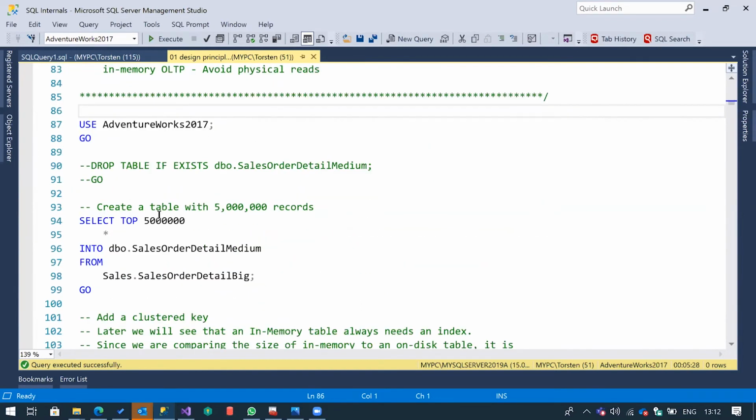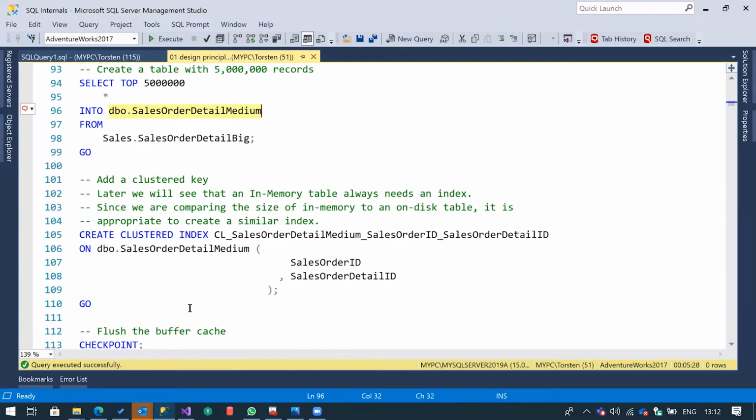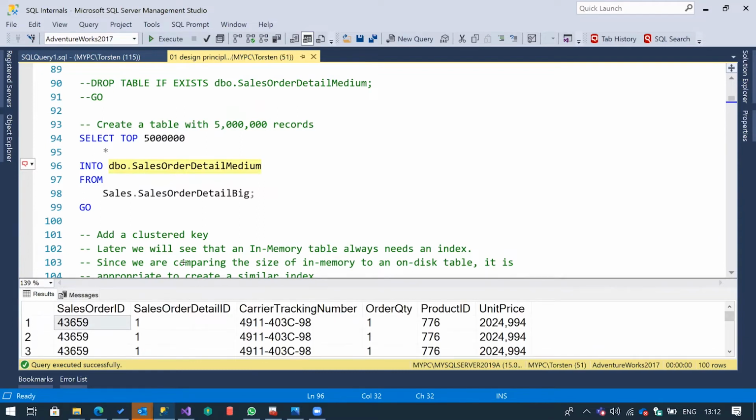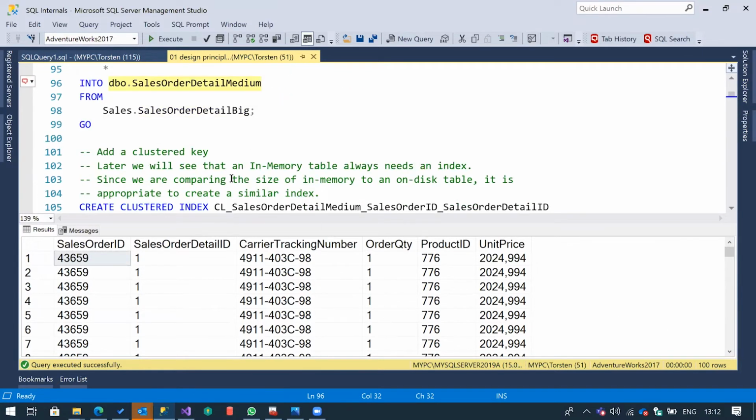So I already created a table beforehand which has 5 million records. It is a copy of a big table I created, which is a copy of sales order detail, some kind of a Cartesian product just to create a few records. So we end up with 5 million records for this table, and I added the clustered key. You can see the table looks like this, just to give you an impression. It is just a small subset of the sales order detail table. For sure, I'm not presenting 5 million rows, there's no reason to do it, just a subset of 100 rows.